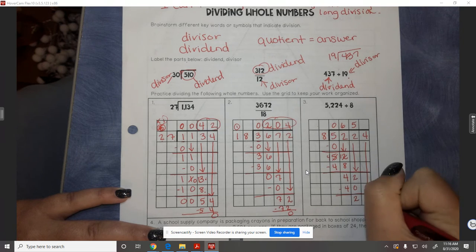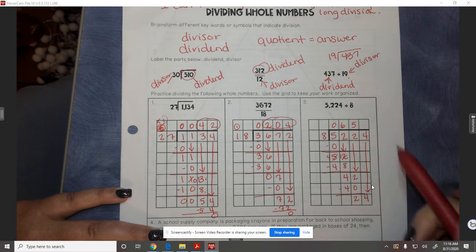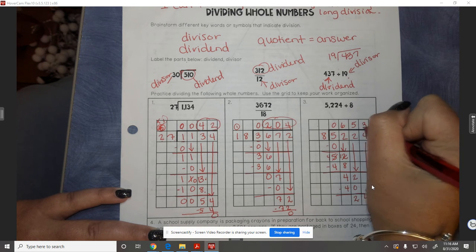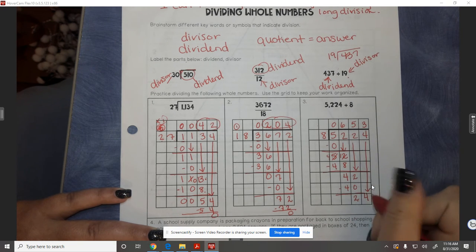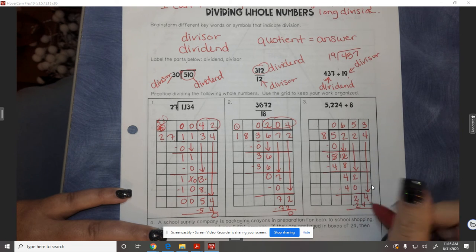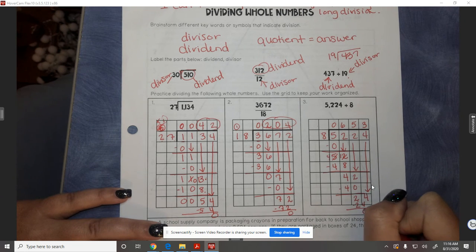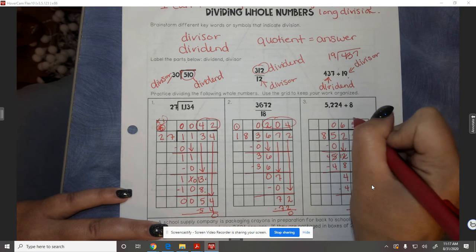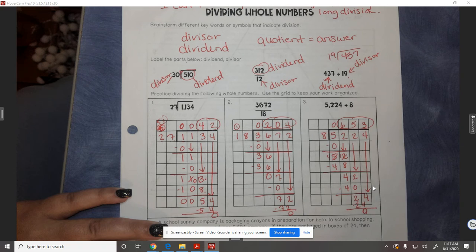Bring down my 4. Alright, 8 will go into 24 3 times. 8 times 3 is 24. I subtract. 24 minus 24 is 0. So I have a remainder of 0. I have nothing left to bring down, so my final answer is 653.